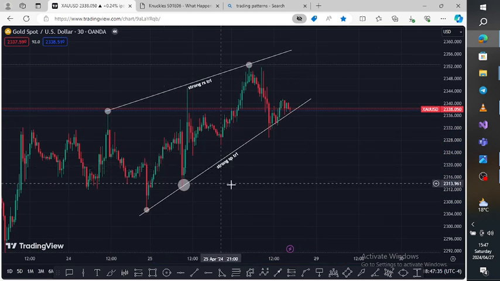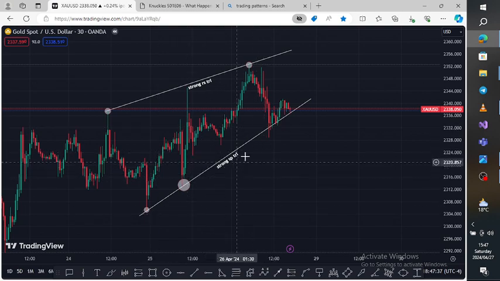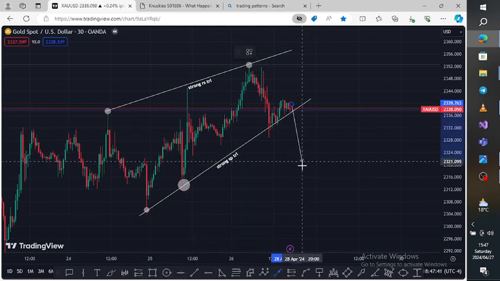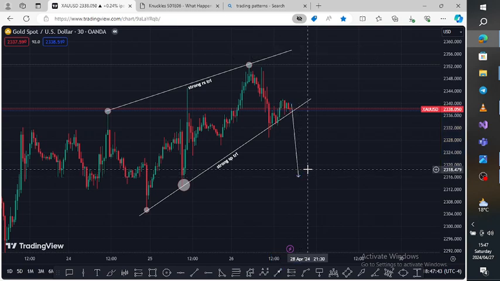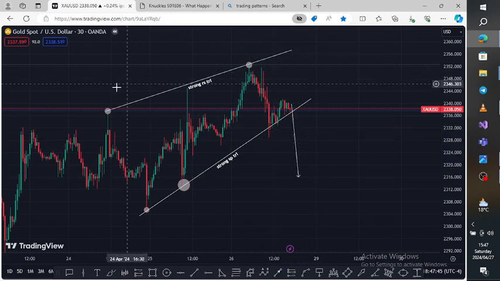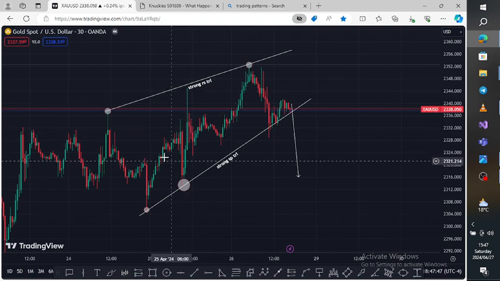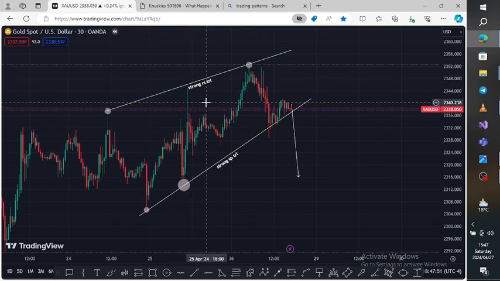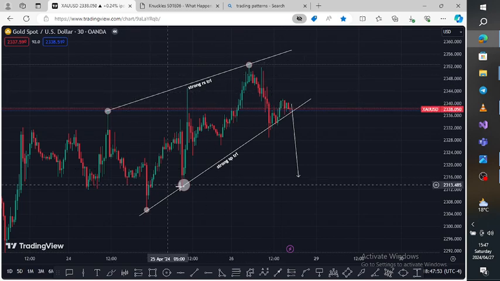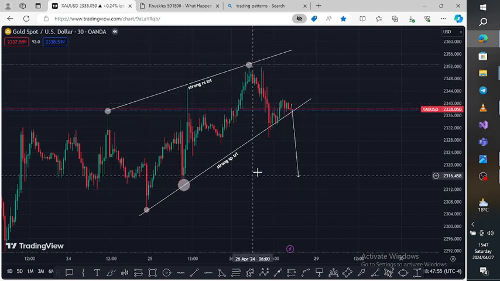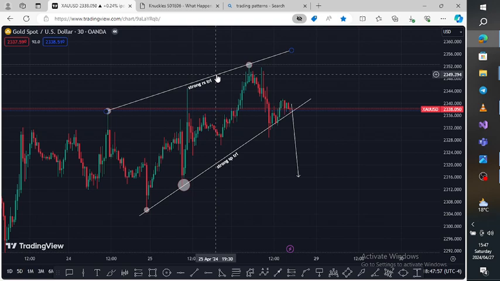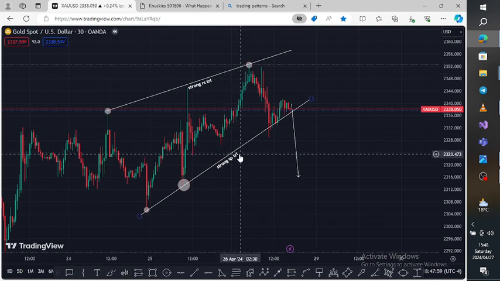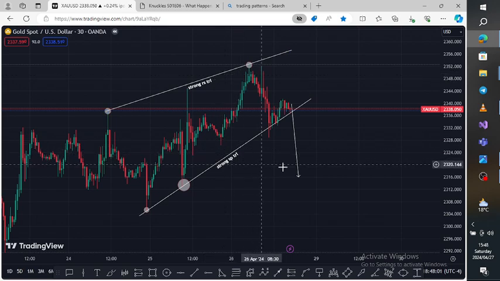But you must understand that if this was a weak TRL, then I would have said that price is going to drop below. You understand? But in this case, both of our trend lines, the resisting part and the supporting one, are both strong.